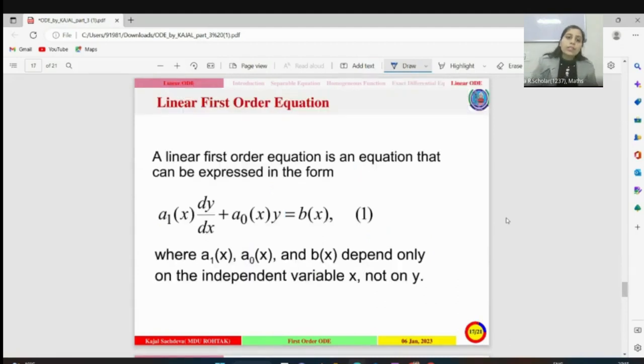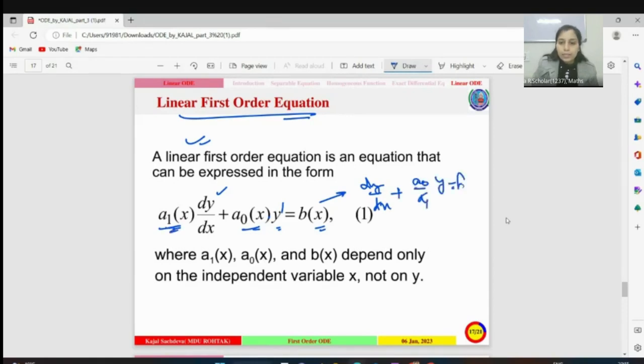If the equation is a linear first order equation, it is of the form a1(x) dy/dx plus a0(x) y raised to power 1 only is equal to b(x). Or we can write this equation in the form dy/dx plus a0/a1 y is equal to b(x)/a1(x). So this can be written as y' plus Py is equal to Q, where P and Q are some functions of x.